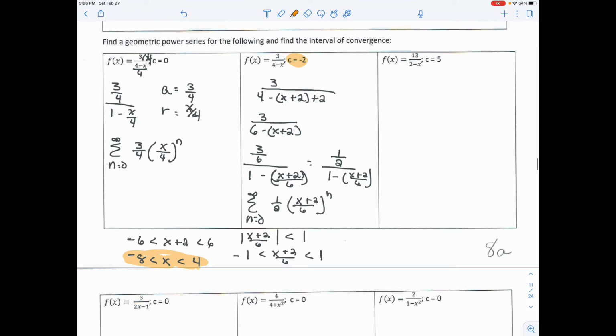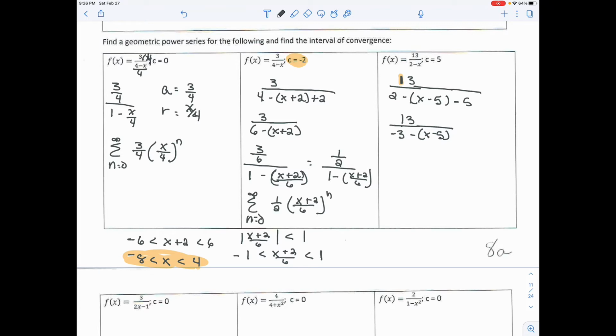Let's try a different one. This one is similar to the one that we did. We have a center of 5. So remember, we start by writing the center, 13 over 2 minus x minus 5, because I'm always taking the opposite. Again, here I am adding 5, and I can't willy-nilly just add 5 without subtracting 5. So I have 13 over negative 3 minus x minus 5.